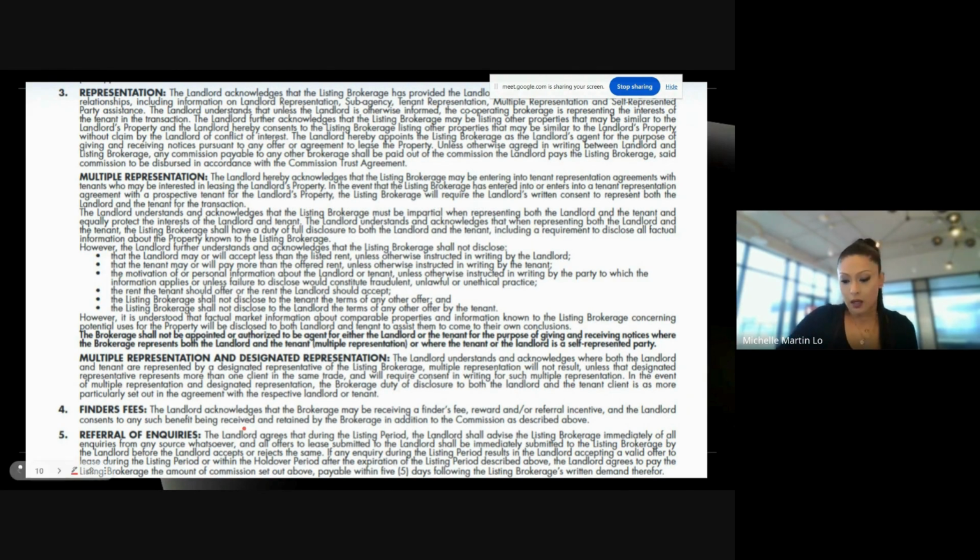Okay. All right. Finder's fees. What does finder's fees mean? What do you think it means?